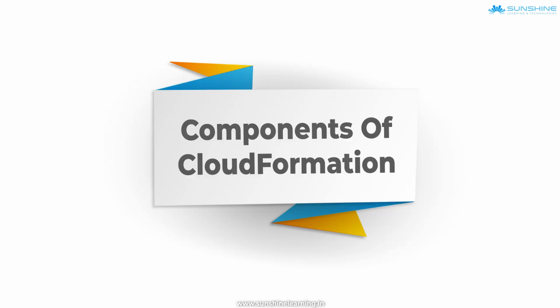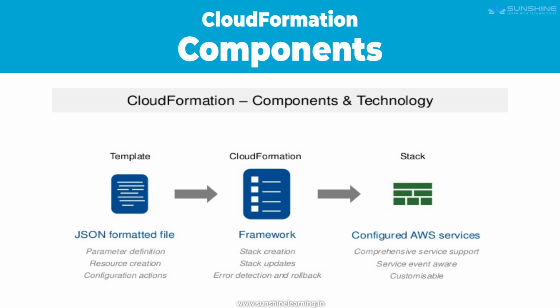Now what are the components of CloudFormation? These are the three components of CloudFormation that we need to look into. But one of the most important components is the template creation. So first thing is we need to create a template. And generally the templates are created in the JSON format or the YAML format. And here we need to define the parameter definition, the resources that we want to create, and what kind of output we want to achieve.